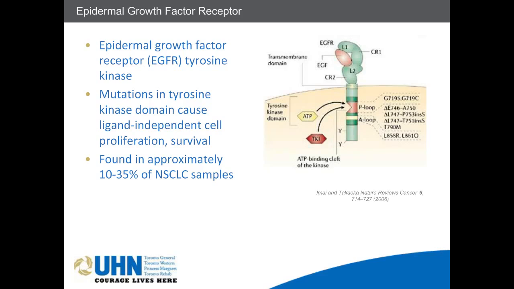When certain mutations exist in individuals with lung cancer, they may be treated with tyrosine kinase inhibitors, which can bind to the tyrosine kinase domain and prevent the ligand-independent cell proliferation and survival that is seen in non-small cell lung cancer. These mutations are found in approximately 10 to 35% of non-small cell lung cancer samples.